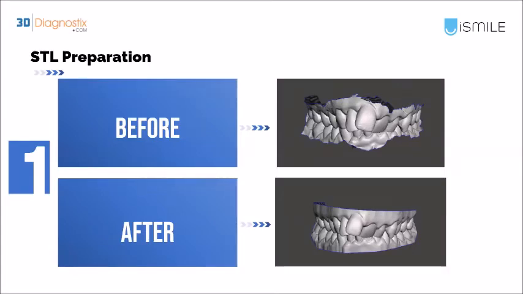So to begin with, the STL preparation, we need to prepare the STL, remove all the extra materials, the excess edges, the smoothing the teeth or the gingiva before importing the STLs. Why? We need to make sure that the teeth.